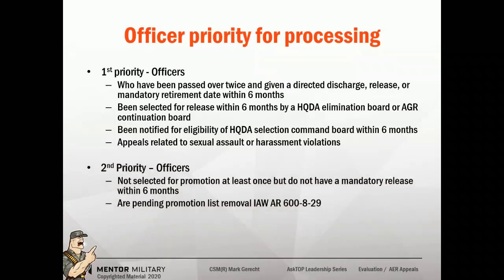Priority 2 for officers, not selected for promotion at least once, but do not have a mandatory release within 6 months, are pending promotion list removal in accordance with 600-8-29, and the third priority for officers is any appeal not eligible for a higher priority.